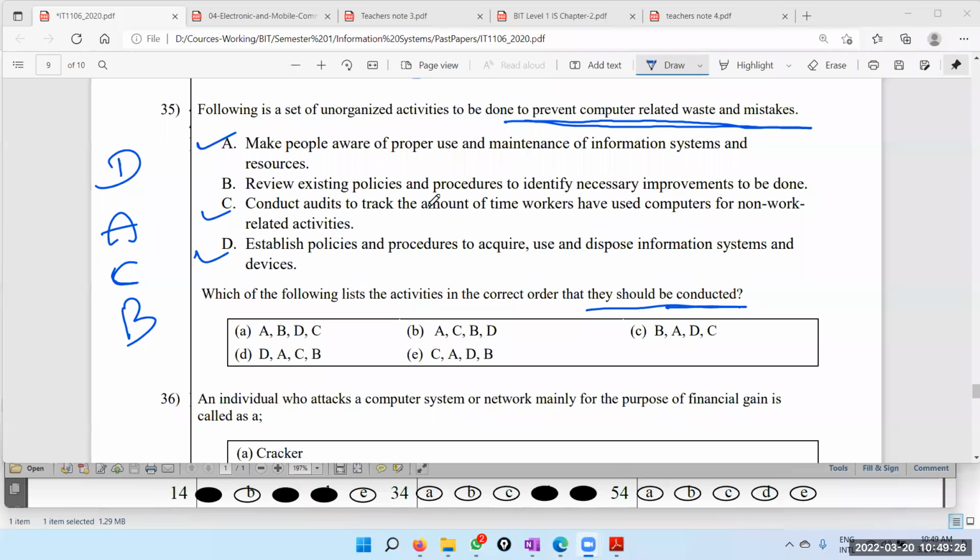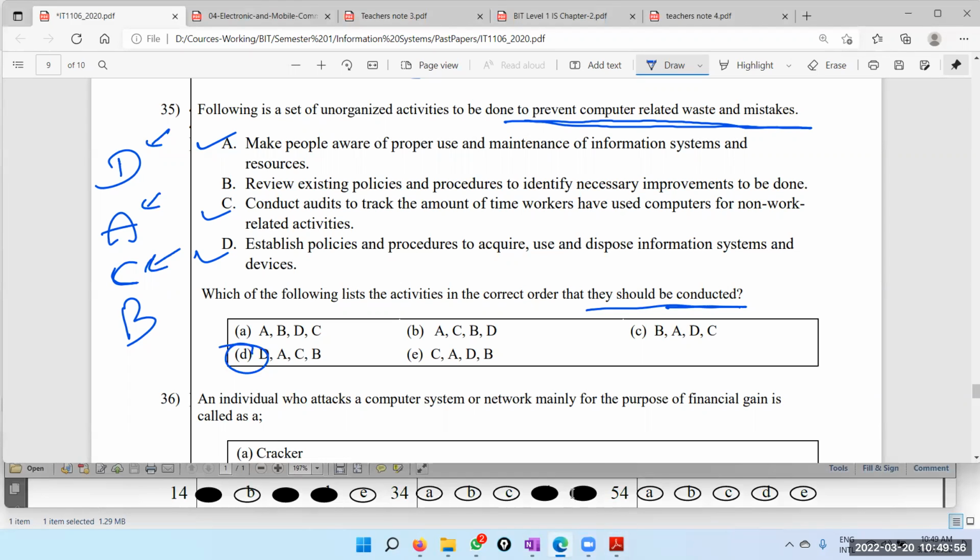Right. Conduct the audits to track the amount of time, and so on. And B, review existing policies. So it should have been DACB. Right? DACB. First, we have to make the policies, give them the awareness, do some check whether people are following the policies, and time to time review your policies. Right? So DACB.